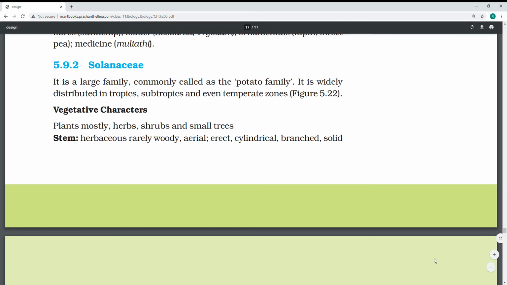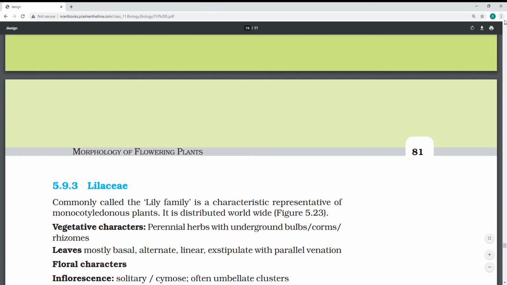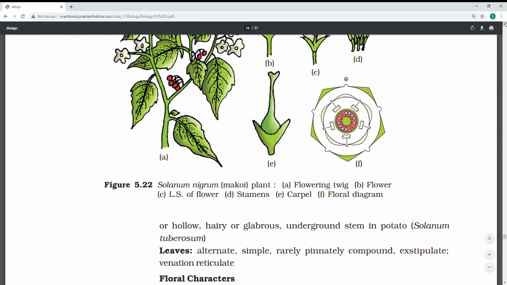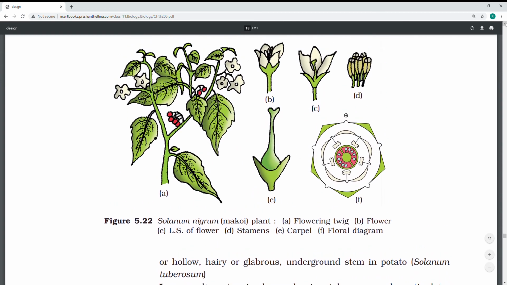So vegetative characters you have to mention. It is mostly herbs, sometimes shrubs, sometimes trees. The stem is herbaceous, which will finish its life within a year; rarely woody, aerial, erect, cylindrical. See the diagram they have given there. See the observation of the diagram, the floral twig, which is given completely, of the brinjal, Solanum nigrum plant. The arrangement slightly differs from plant to plant, but basically most of the time this is the diagram for that.